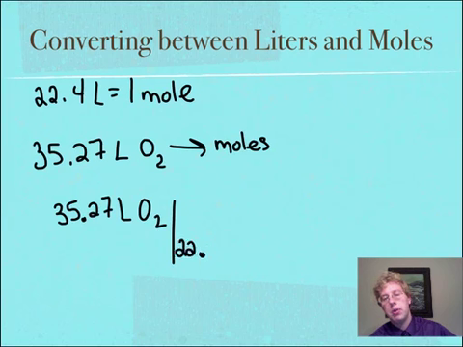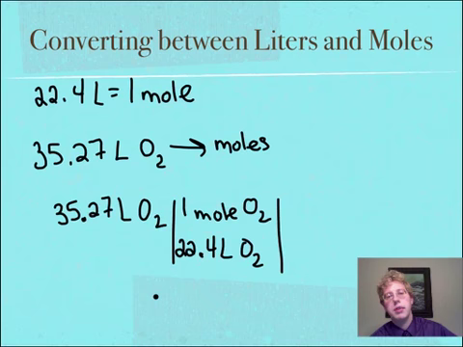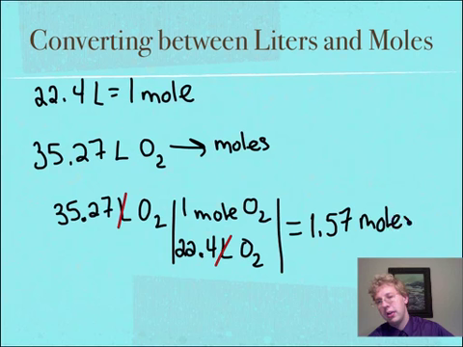So 22.4 would go on the bottom because that's what I'm converting from. This is what I'm going to cancel out. And 1 mole of O2 would go on top because that's what I'm trying to figure out. When I do my canceling here, liters are on diagonal of each other, so I've set this up right, so my final answer should be in moles. 35.27 divided by 22.4 gives me an answer of 1.57 moles of O2.